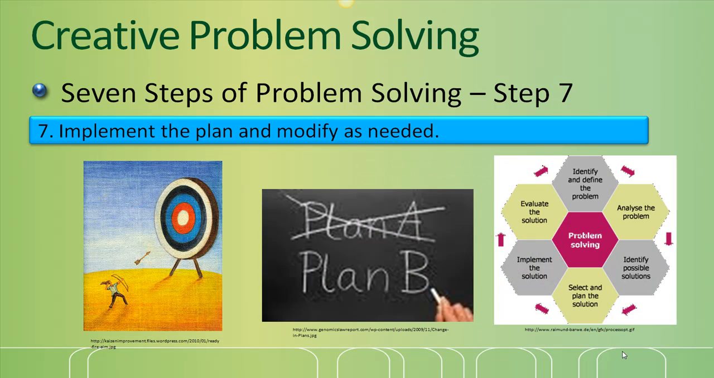Step 7, implement the plan. Monitor the process and see if any problems arise. Then you need to reevaluate and modify when necessary by repeating the cycle of this process from steps 1 through 7.